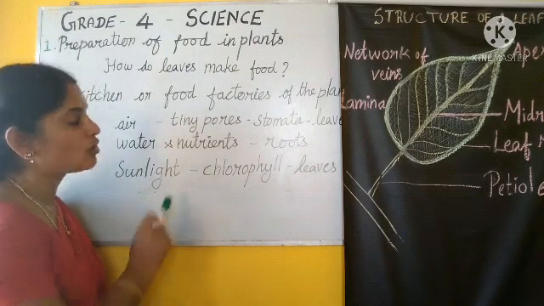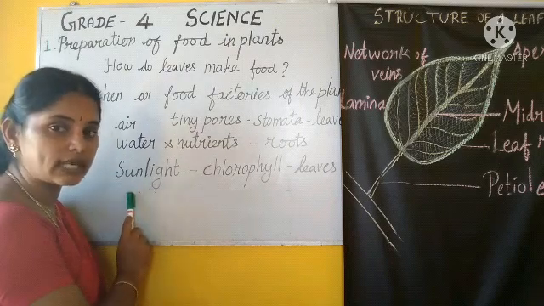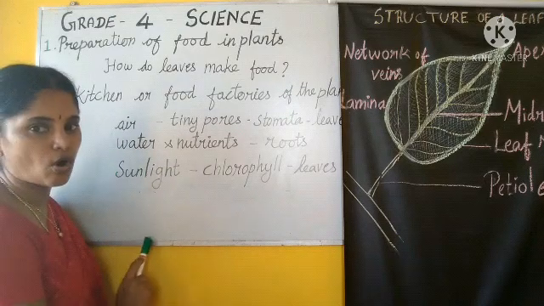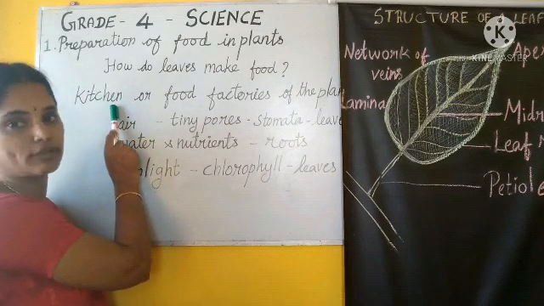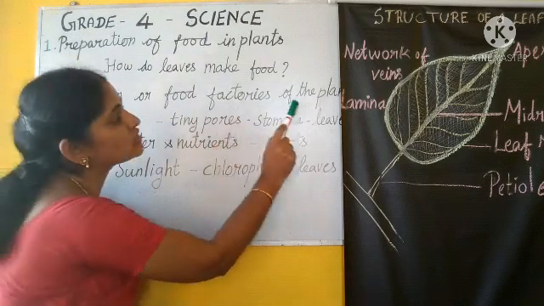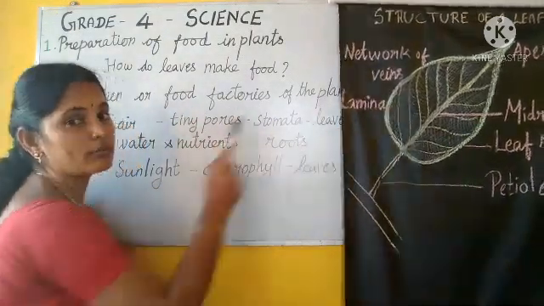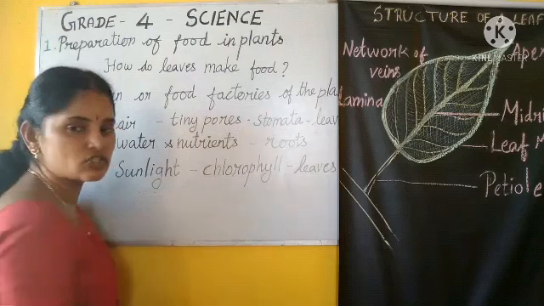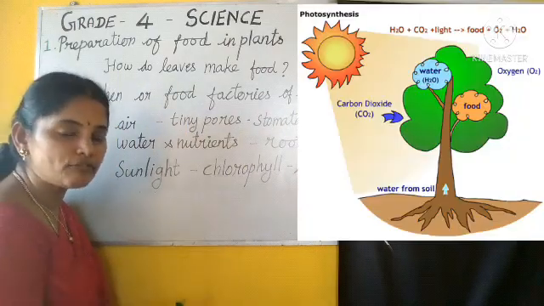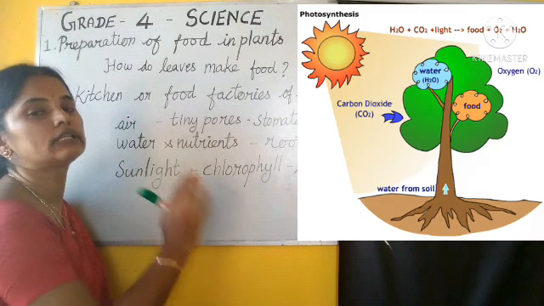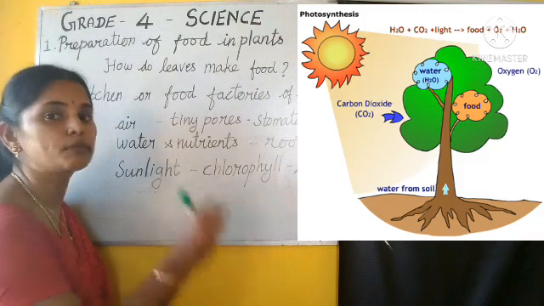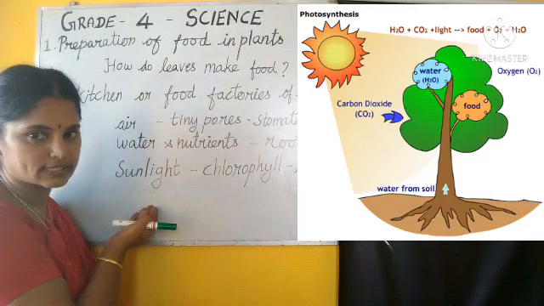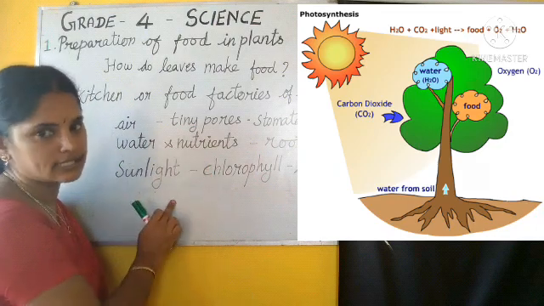Are you clear, children? So the presence of sunlight is very much needed for the leaf to prepare its own food. That's why we call the leaf the kitchen of the plant or the food factory of the plant. We can say leaf is the kitchen or food factory of the plant because the leaf only does the photosynthesis process. What is the photosynthesis process? Preparation of food. How does the plant prepare the food? With the help of these four things: air, water, nutrients and sunlight.